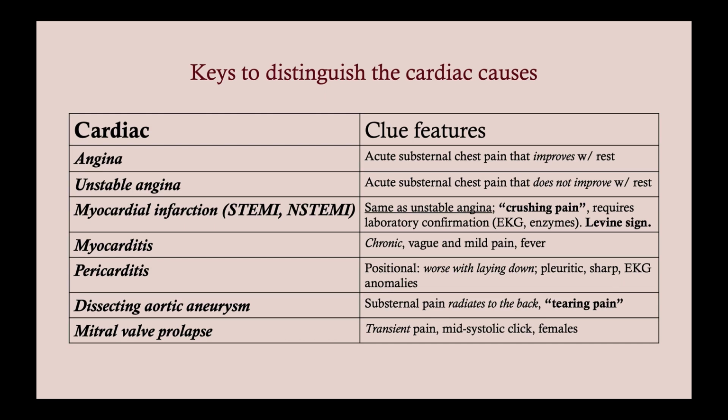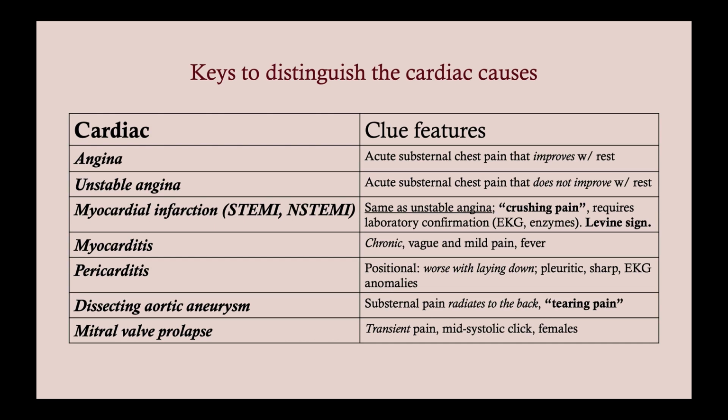A dissecting aortic aneurysm has a very classic tearing pain, and the USMLE will like to throw that at you. It's an easy point. When they tell you tearing pain, it's tearing pain that's substernal and it radiates to the back. And that makes sense because the aorta, the thoracic aorta, is behind the heart, and so it radiates to the back.